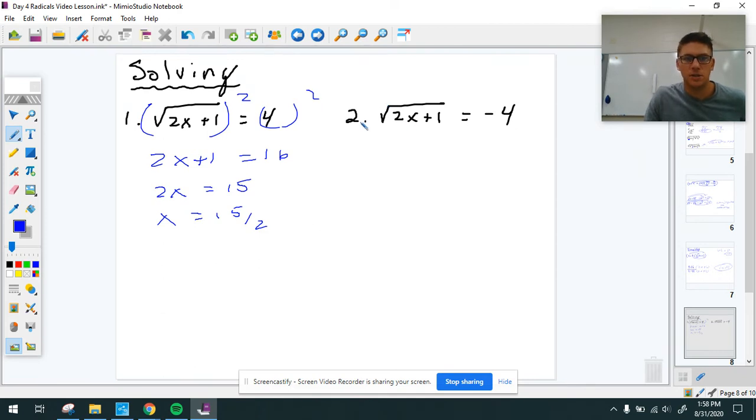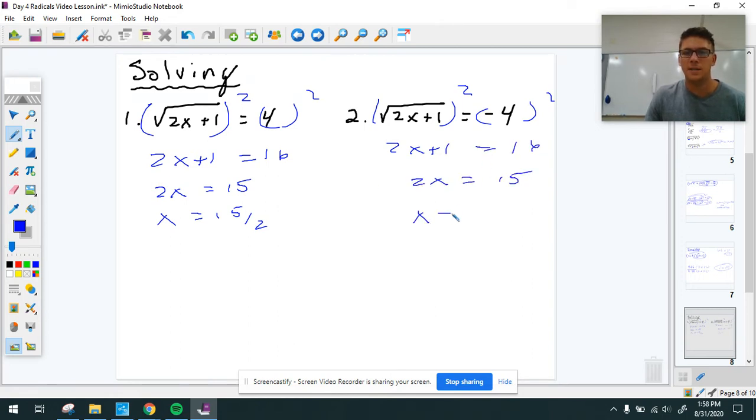Well, let's take a look at this next one. They look very similar. The only difference, one has a positive, one has a negative. So let's square both sides. Let's see what happens here. Square them. 2x plus 1 equals 16. 2x equals 15, and x equals 15 halves. Okay, we got the same answer. Seems like it should be okay.